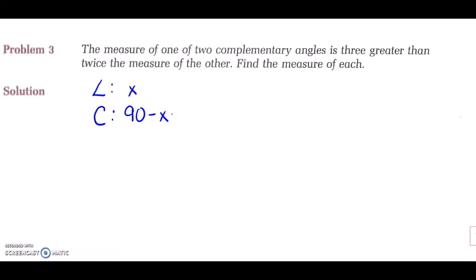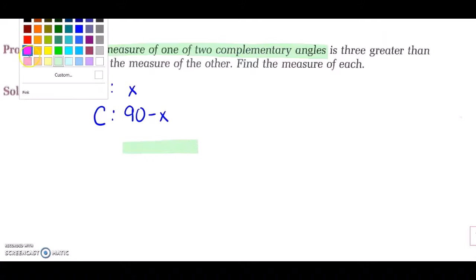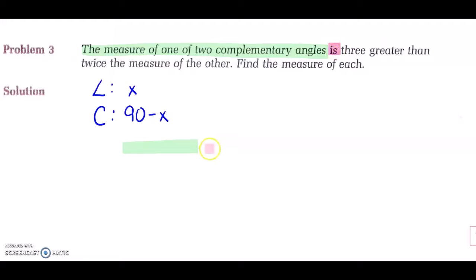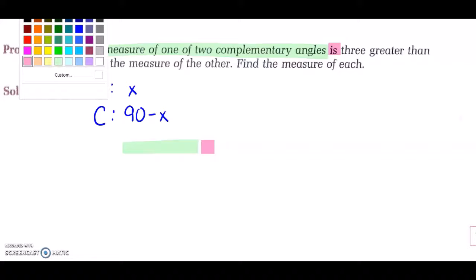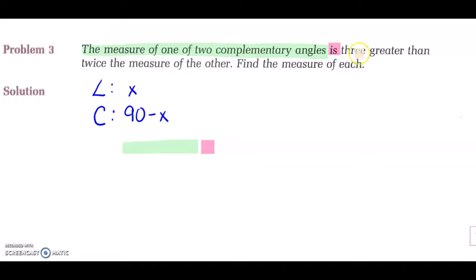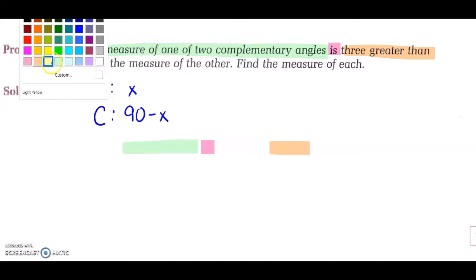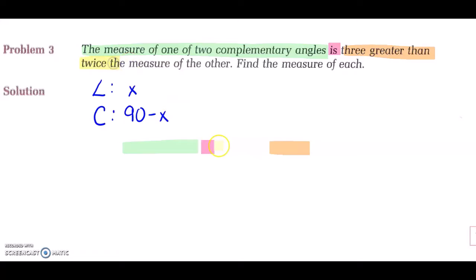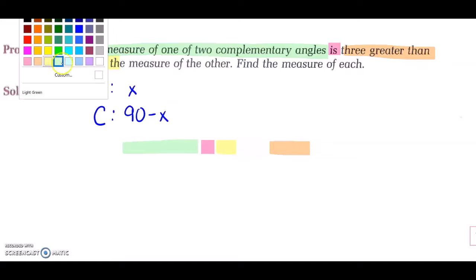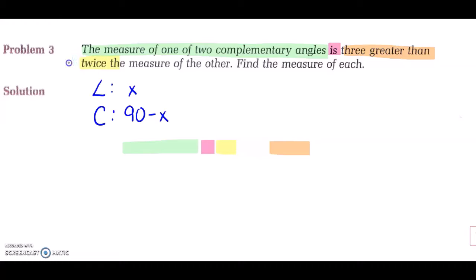And then you're going to go back and do a very literal translation of the equation. So the measure of one of the two complementary angles is, your verb is your equal sign, 3 greater than, twice, the measure of the other.